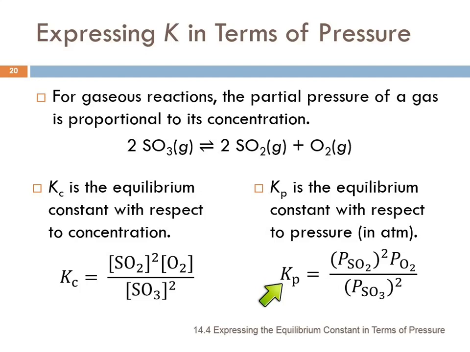So the equilibrium constant with respect to pressure is the partial pressure of the product raised to the power of the coefficient times the partial pressure of the other product, divided by the partial pressure of the reactants raised to the power of the coefficient. Exact same pattern. The difference is, instead of looking at the concentration, we're looking at the partial pressure. Okay?